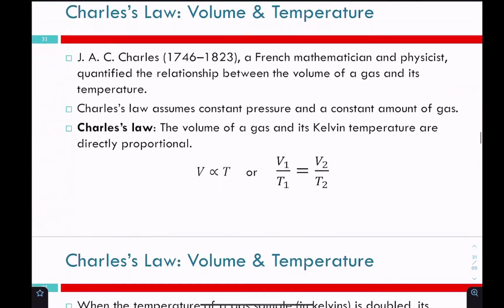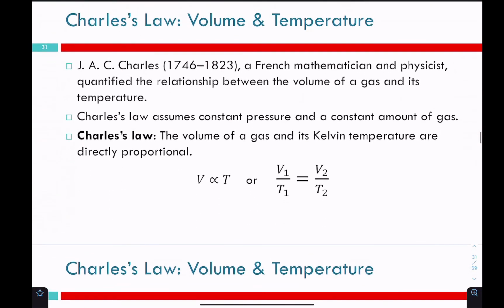So Charles discovered this relationship between volume and temperature, where our volume and pressure were inversely related, right? If volume goes up, the pressure goes down. Volume goes down, the pressure goes up. Volume and temperature are directly related. So if you increase the volume, you have to increase the temperature.